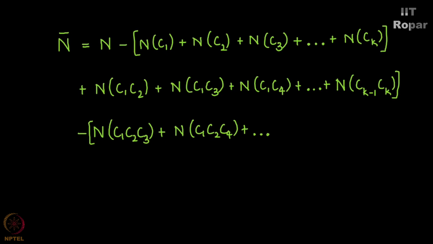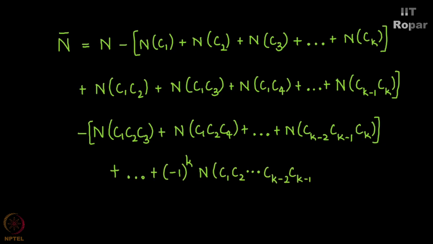As you can see, in the previous entity, there were k choose 2 terms. Here there will be k choose 3 terms, and then k choose 4 terms, and so on. And the last entity will be n of C1, C2 up to Ck. Only one term, because all k conditions will be put here. And the symbol in front of it depends on, you see minus plus is alternating. A little observation tells you it's going to be minus 1 to the power of k.